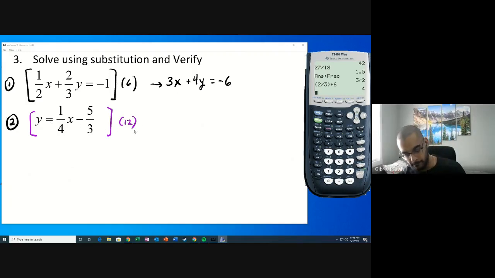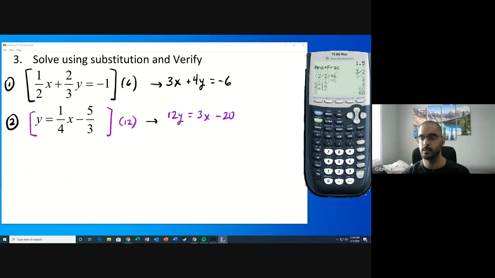Bottom one, we're going to try to do this by multiplying everything by 12. So I'm going to have 12y's plus, or equals, sorry, 3x's. And 5 over 3 times 12. That 5 times 12 is going to be 60. Over 3 is 20, so minus 20. Let's just double check. 5 times 12, 60 divided by 3, and that gives me my 20.